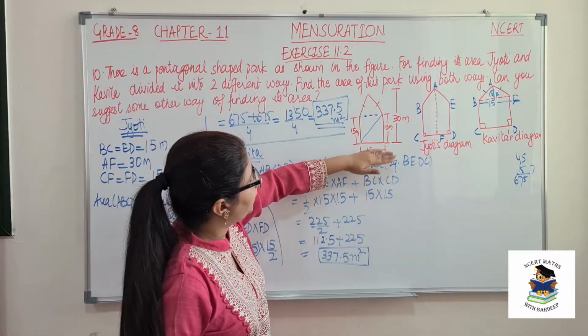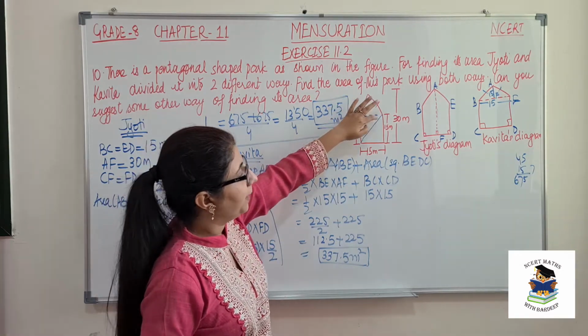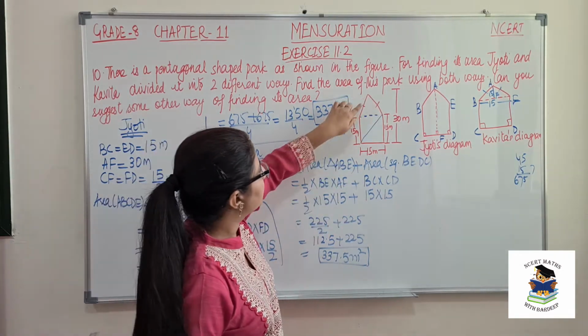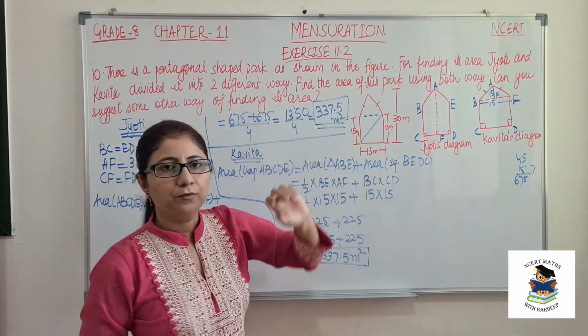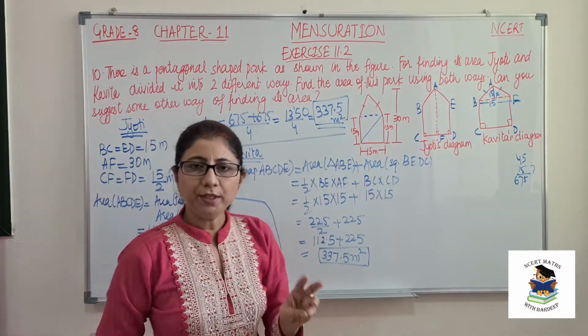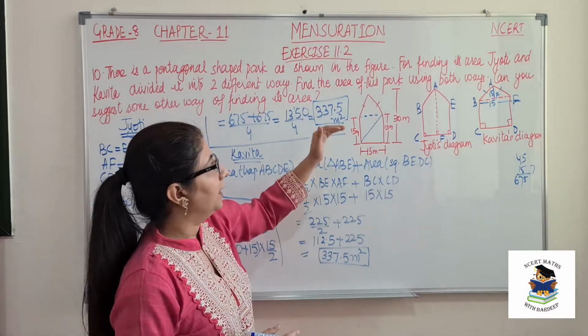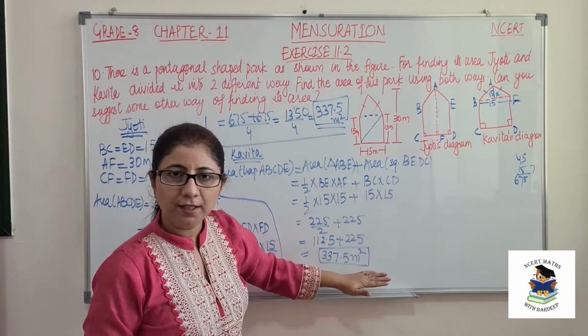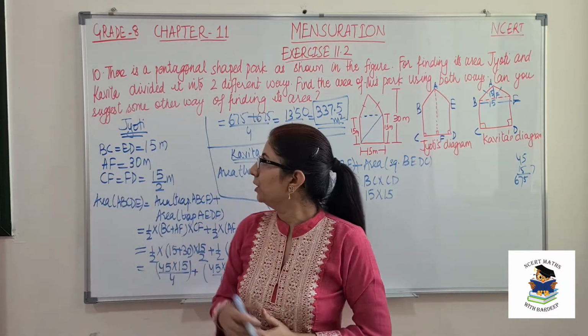Half into base into height. For this triangle also, half into base into height. And this we have already calculated here. So in this way also we can find the area of three different triangles and add them. So definitely we will get the same value, that is 337.5 meters square. So this is our question number 10.